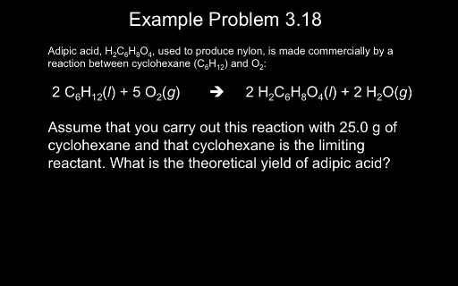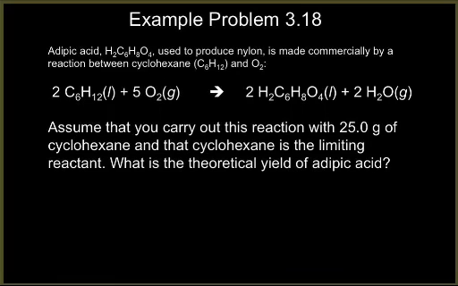Okay, so here's an example. It says we have adipic acid. It's used to produce nylon. It gives you the equation there. It says assume you can carry out this reaction with 25 grams of cyclohexane and that is the limiting reactant. So this one they made easy for you because they didn't make you do a limiting reactant first. They told you which one was limiting. So they're telling you that cyclohexane is limiting. And up here it tells me that cyclohexane is the C6H12. So that's my cyclohexane. So I have 25 grams of that. I want to know the theoretical yield of adipic acid.